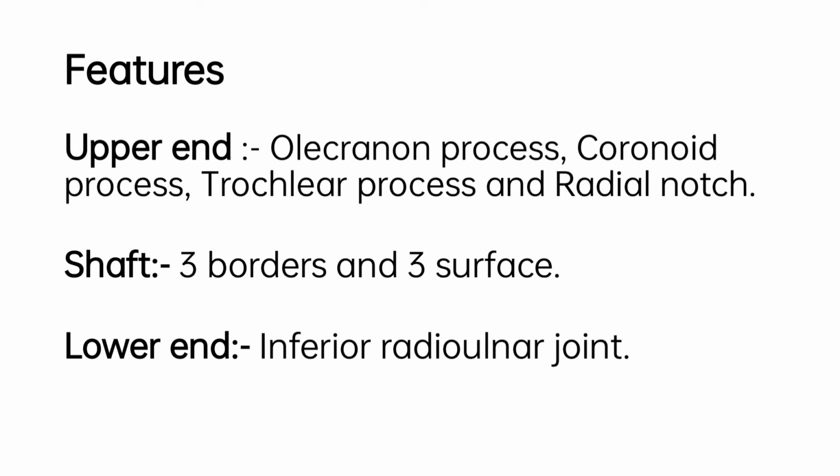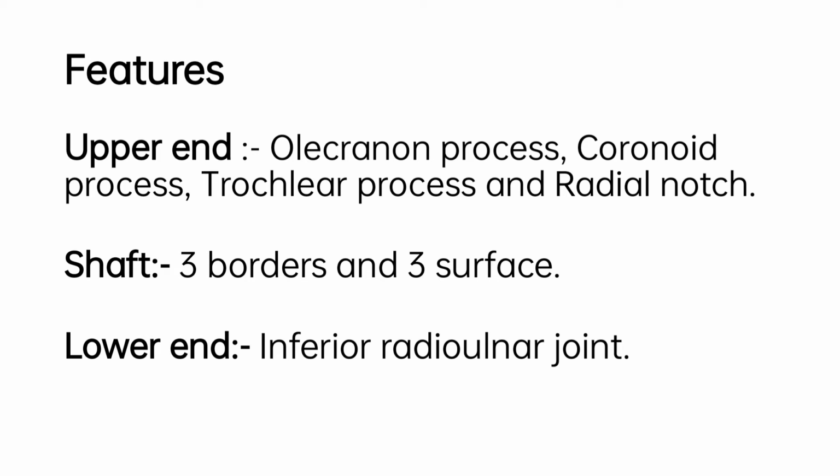Moving further to the features. Now, as we know that ulna has upper end, shaft and lower end, right? So, in upper end, we have olecranon process, coronoid process, trochlear process and radial notch. So, in olecranon, we have 5 surfaces and those surfaces are, first is anterior surface.